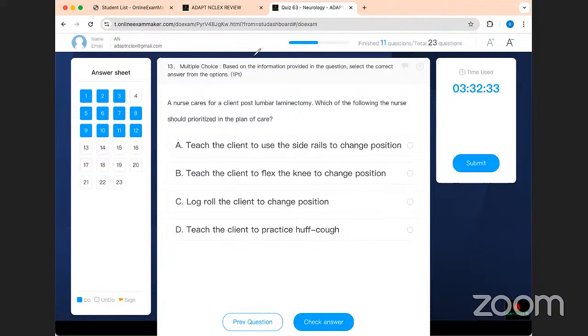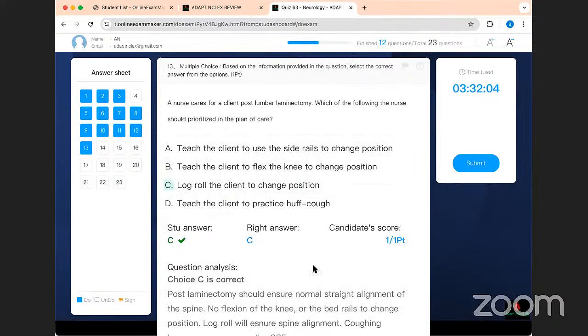So which of these is going to maintain alignment? If they use the side rail, they're going to bend their knees, flex it, put more pressure on their back. It's not good. You flex the knee, it's not good. Right? You log roll them, they remain flat, spine. Coughing will put too much pressure on the back and the cerebrospinal fluid. It's not a good answer. So take the concept and then find the answer based on the concept.